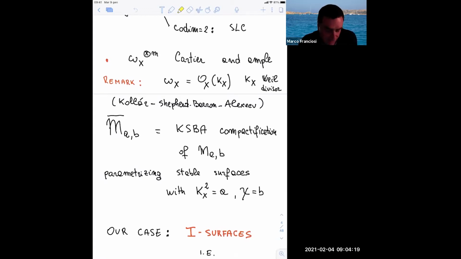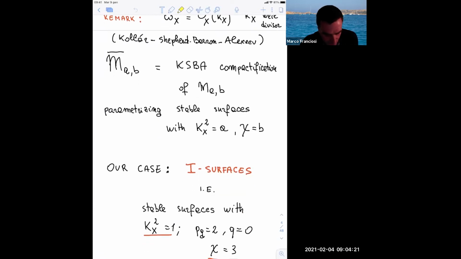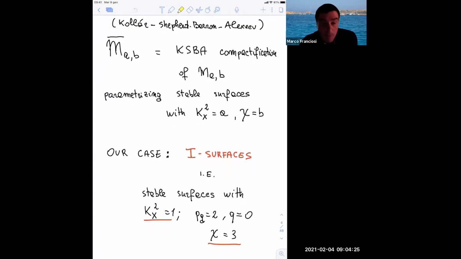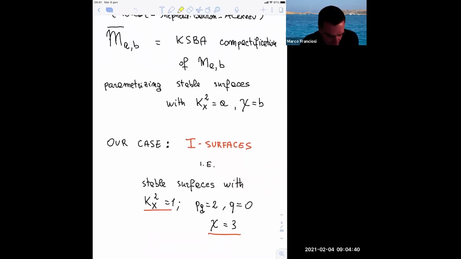The case we are interested in, so our case, are I-surfaces. The name was coined by Phillips and is related to H surfaces, which means K squared equal 2, and I surfaces, which are simpler than H surfaces. We have K squared equal 1, p_g equal 2, and q equal 0, which means that the Euler characteristic is 3.